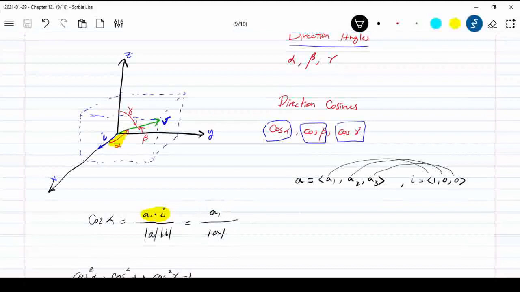And the magnitude of i is simply 1. So I can say, okay, the denominator is simply the magnitude of A. So I found out what cosine alpha is. Cosine alpha is the first component divided by the magnitude.